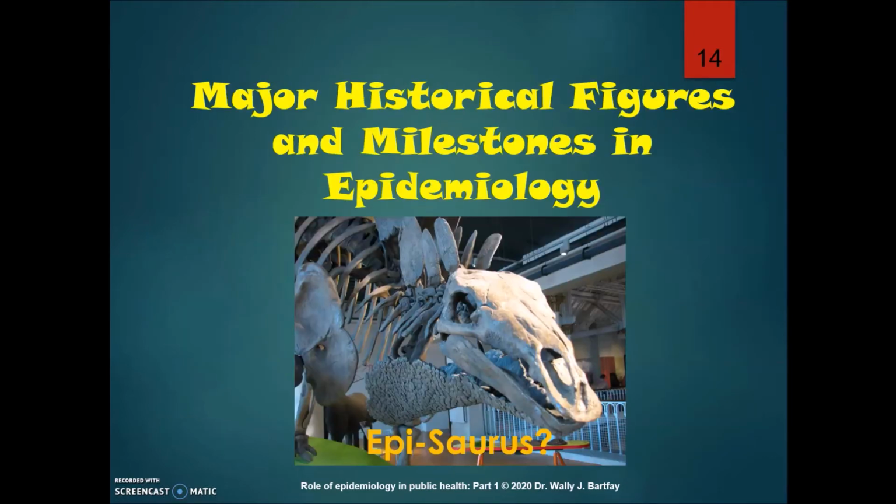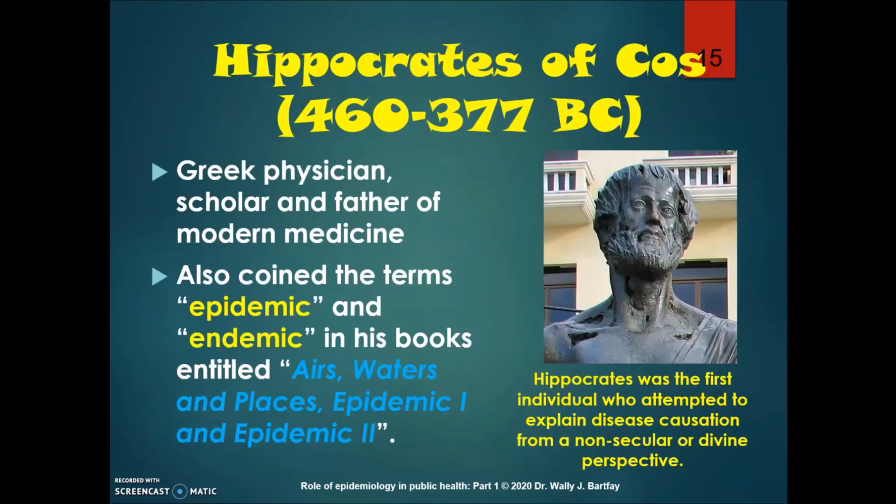All right, so let's look at some major historical figures and milestones in the history of epidemiology. Let's begin with Hippocrates of Cos. Hippocrates is, of course, the father of modern medicine. He was a Greek physician and scholar. He was the first to coin the terms epidemic and endemic in his very influential books entitled Airs, Waters, and Places, Epidemic 1 and Epidemic 2.